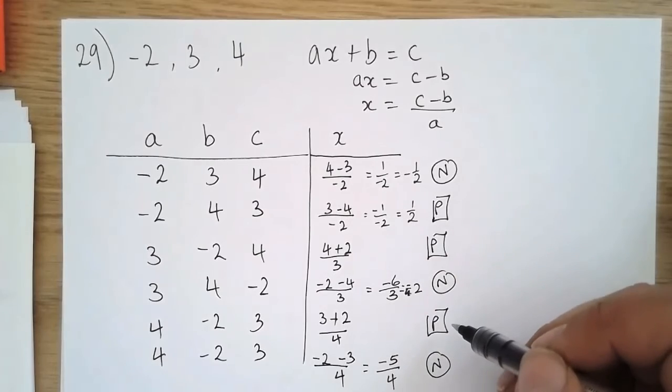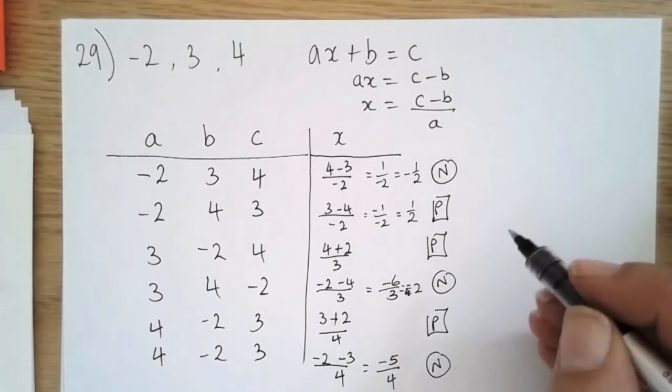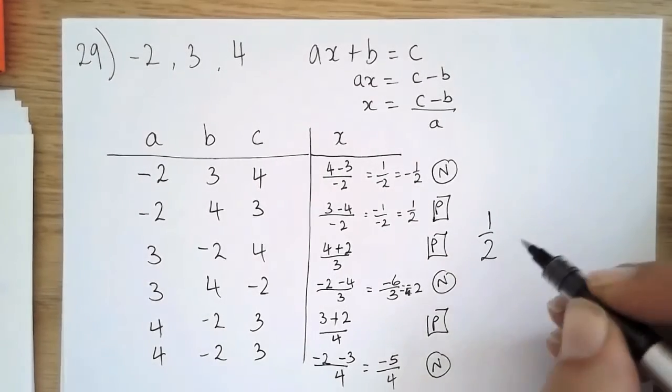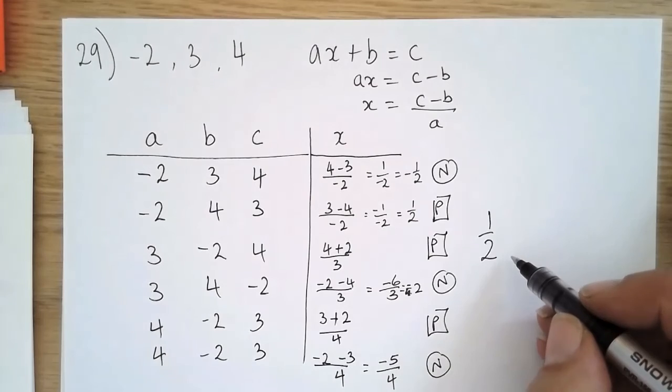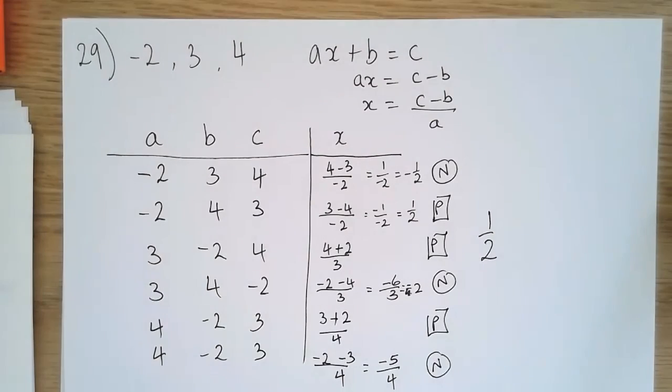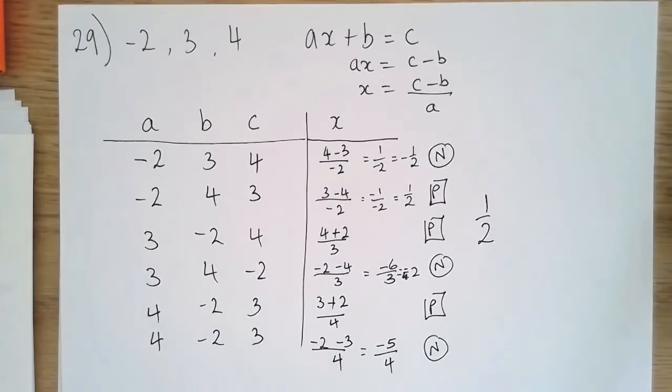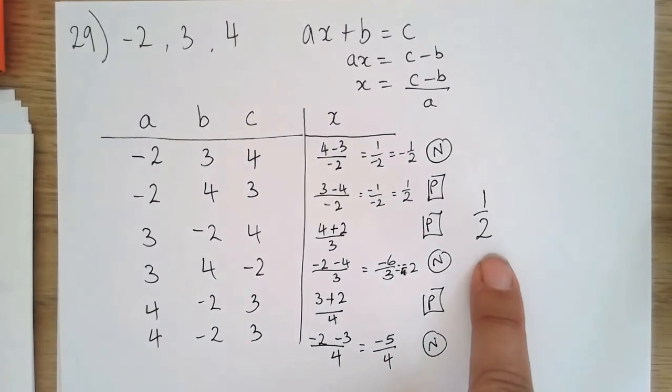We have half of them are negative, half of them are positive. So therefore the probability that x is negative is a half. I like it when it comes out. The answer is pretty straightforward.